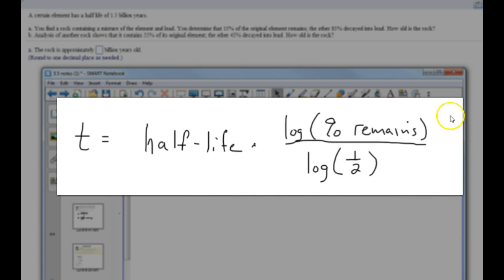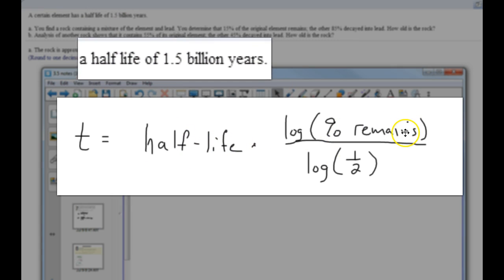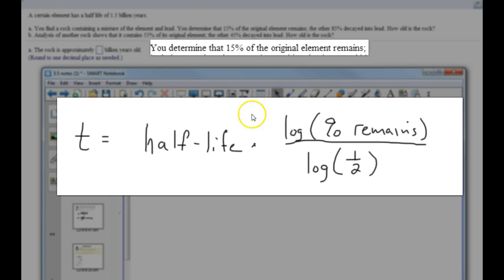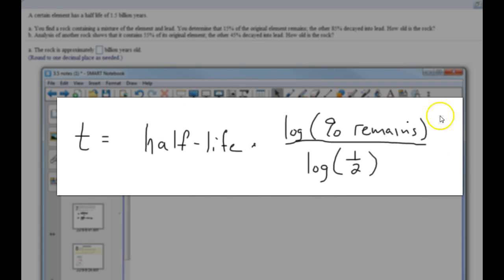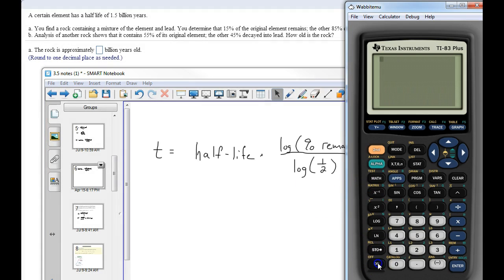This formula gives you how old some substance is, if you know its half-life, which we do, and you know a percentage that now remains, which we do. So this formula right here will give us the age of this thing approximately. You can do a couple of things. If you've got a calculator, you can throw it in the calculator.